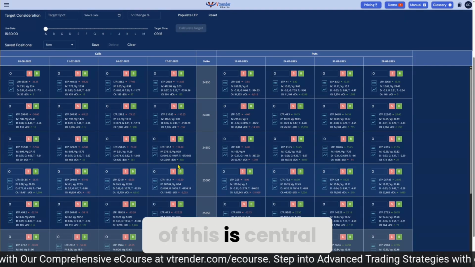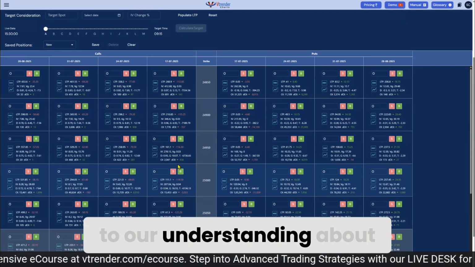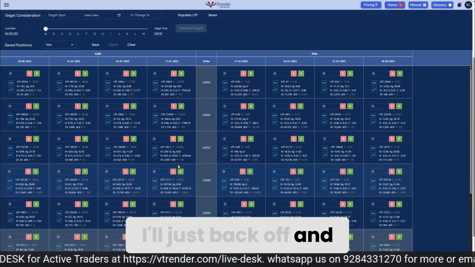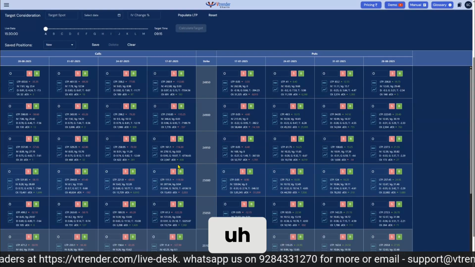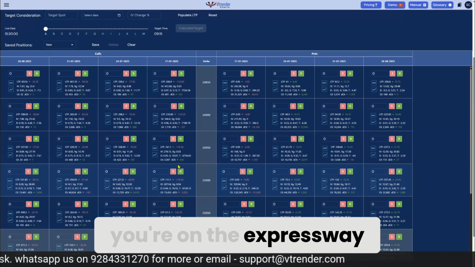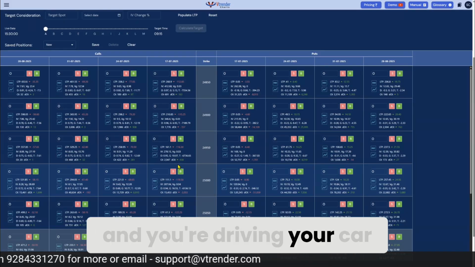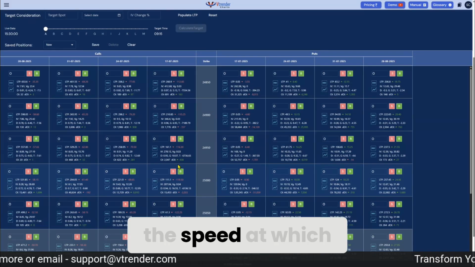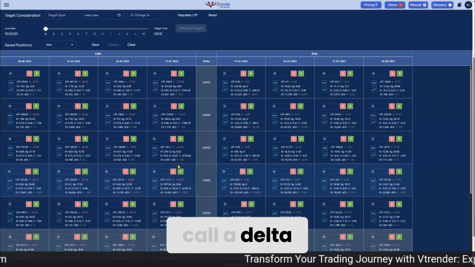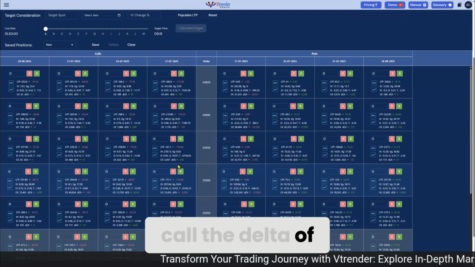Let me back off and try to understand gamma in terms of driving a car. Say you're on the expressway and driving your car. The speed at which you drive is what you call a delta. That is what you call the delta of the option.